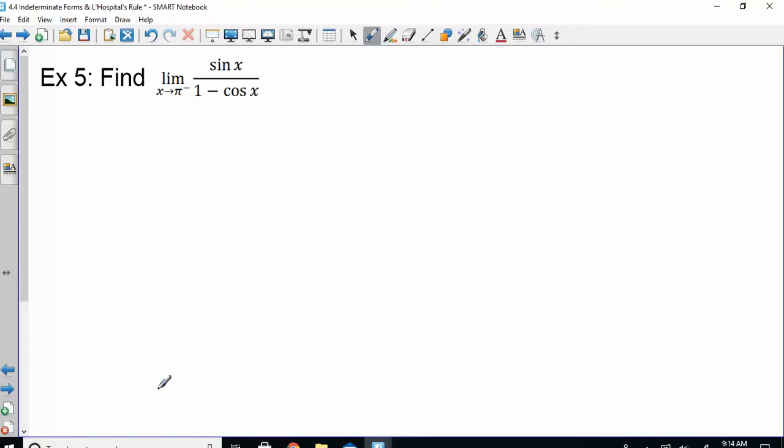So the limit as x approaches pi from the left of sine x over 1 minus cosine x. Okay. Sine of pi. If you're rusty, it may be useful to go back and look at those graphs that we did at the very beginning on some of this. Remember the graph of sine? It's like this.